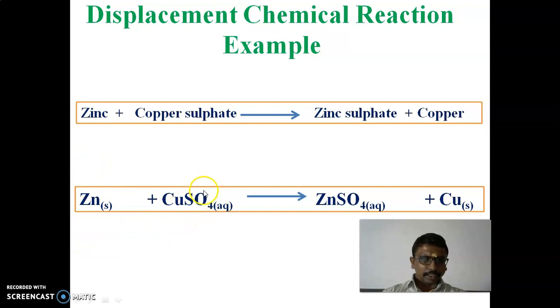So in that the copper sulfate will change to zinc sulfate. The copper is displaced and it will form a new product, that is zinc sulfate, because copper is less reactive. The copper is displaced by zinc. It will form the product as zinc sulfate. So this is the reaction.